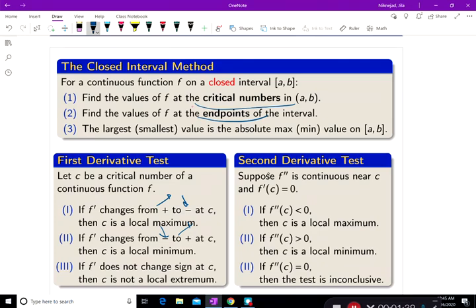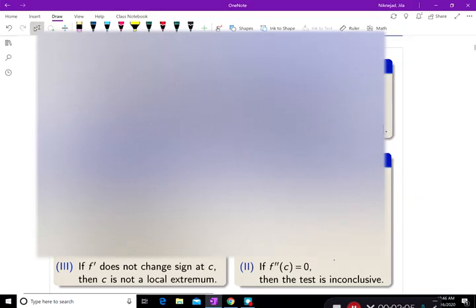Second derivative test: this time f double prime has to be continuous, and we use only the critical numbers that give f prime equal to 0. So f prime of c has to be equal to 0. Then if f double prime is negative, there's a local max. If f double prime is positive, there's a local min, and f double prime equal to 0 is inconclusive.